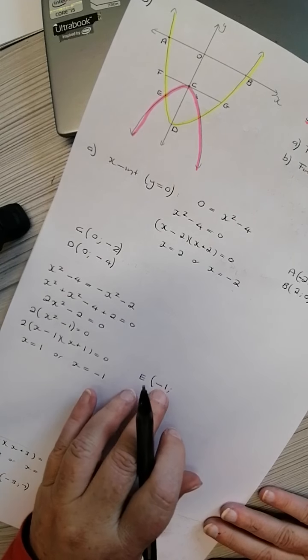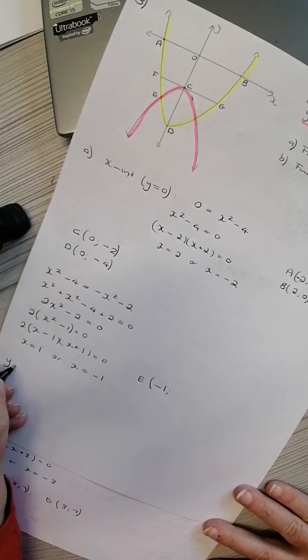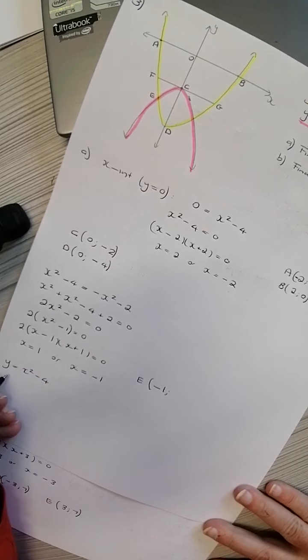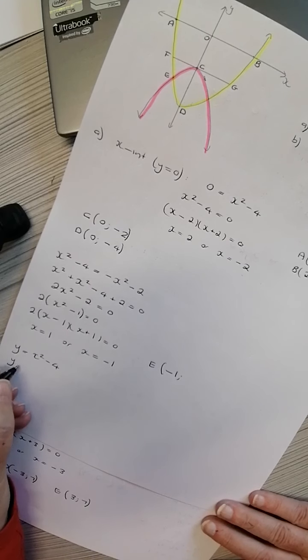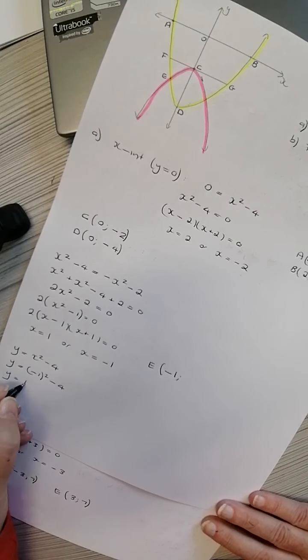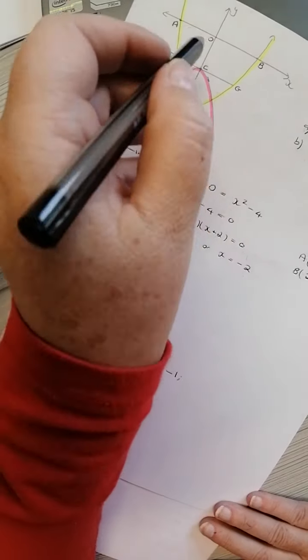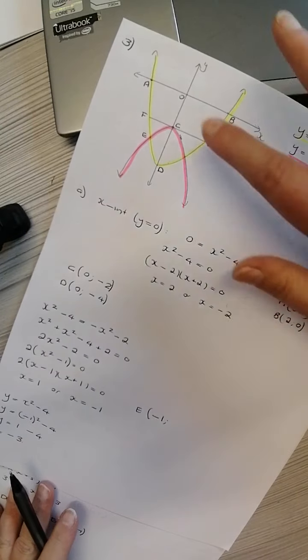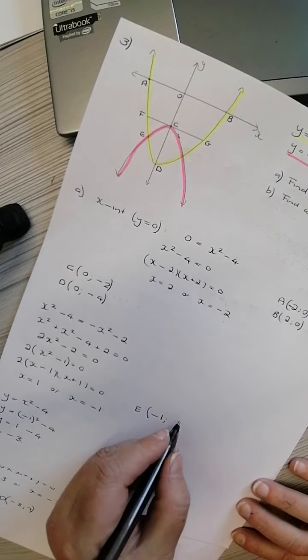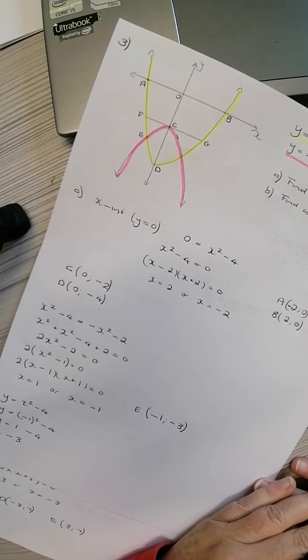So we're going to substitute that -1 into either one. Let's substitute it into this one. So the y is -1 squared minus 4. Y is equal to 1 minus 4. Y equals -3. Does it make sense? Yes, it does, because it's on the negative side. So E is (-1, -3). Okay, so we've got A, B, C, D, and E.